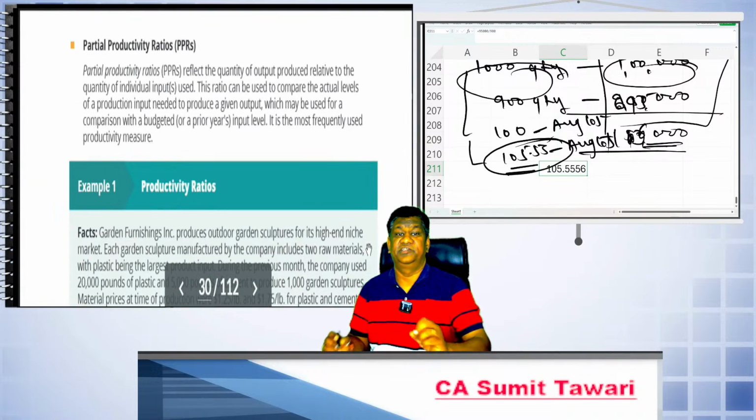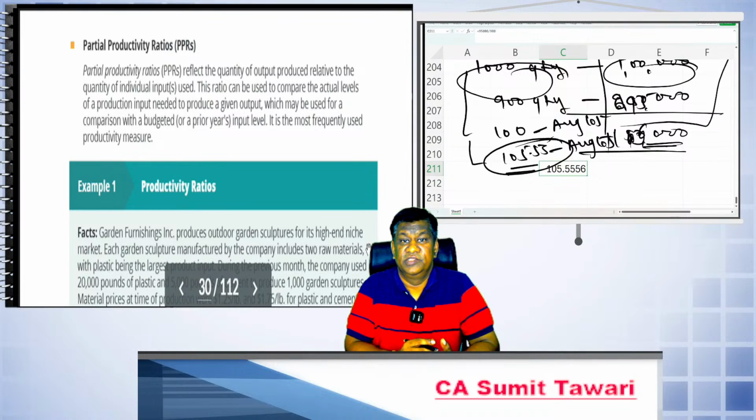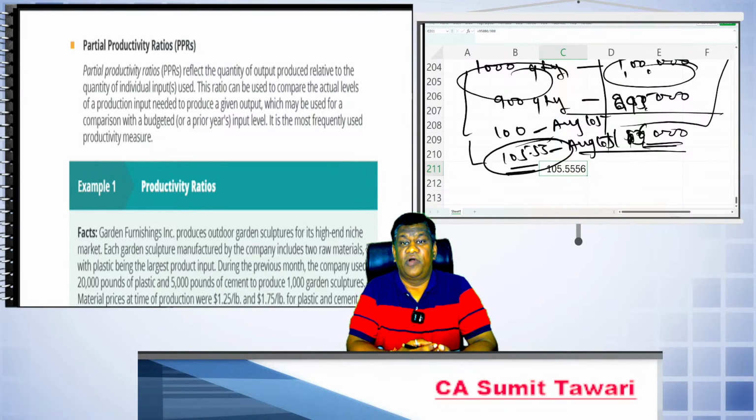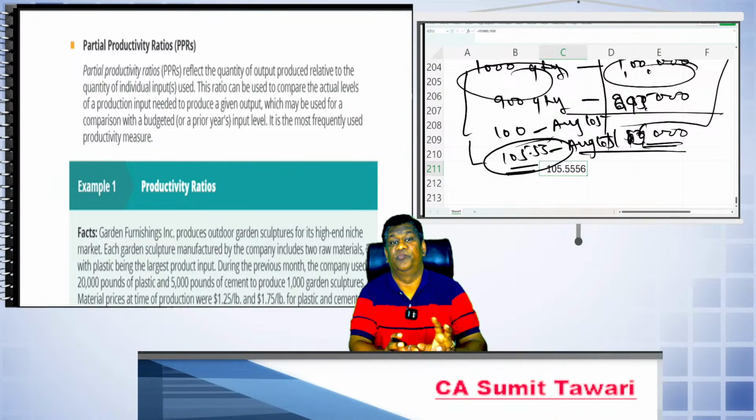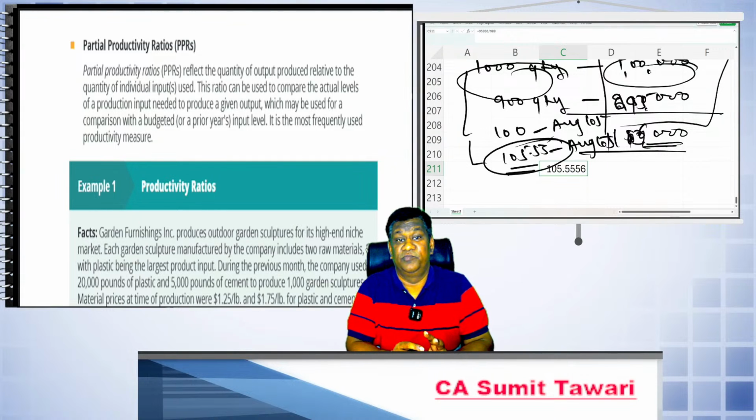Then partial productivity ratios. They reflect the quantity of output produced relative to the quantity of the individual inputs used. This ratio can be used to compare the actual level of production input needed to produce a given output, which may be used for comparison with the budgeted or prior year input level. It is most frequently used. So here both things are in quantity.